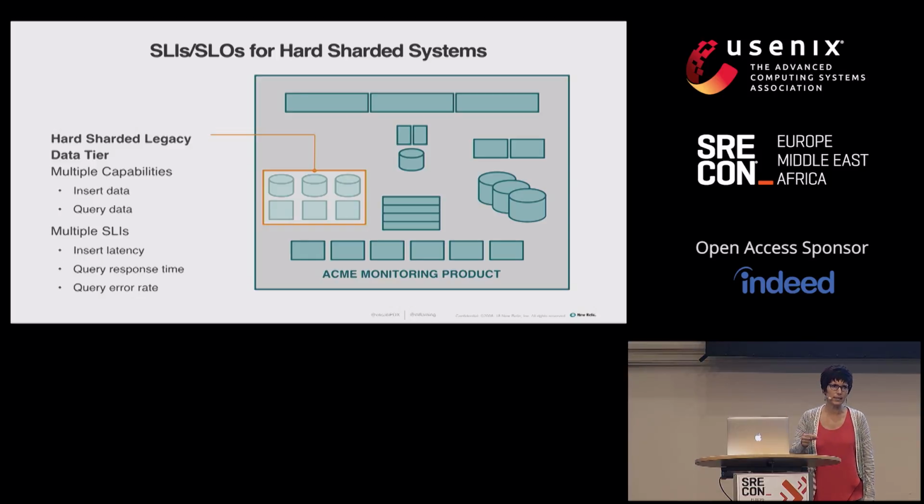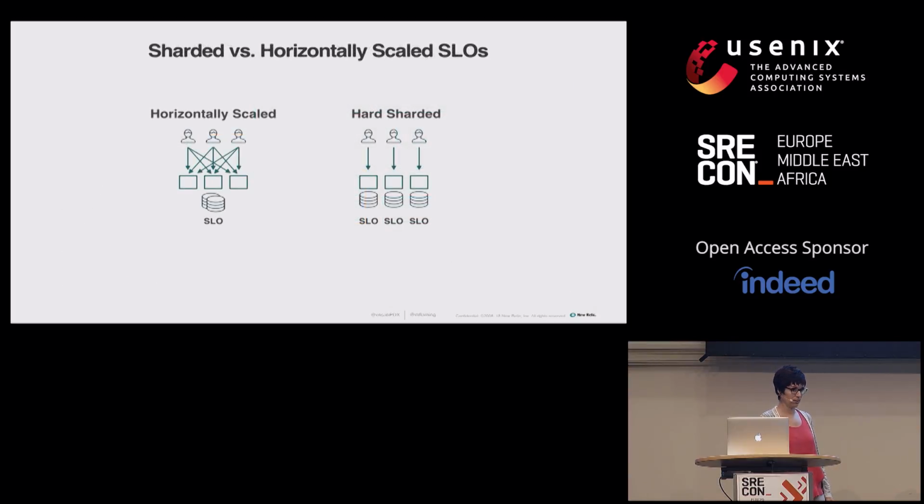And so in this case, what we need to do is set an SLI and SLO for each of the shards. And that's because, due to the hard sharding, your workload is not spread across the shards. Now, this is an important distinction between horizontally scaled and hard-sharded systems. In a horizontally scaled system, if you lose 1 out of 3 nodes, then statistically that's a 33% error rate, and you can assume that 2/3 of all of your users' requests are still being handled as expected. So we measure the SLI and SLO as inclusive of all of the nodes.